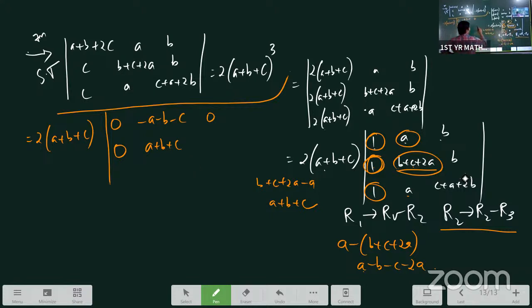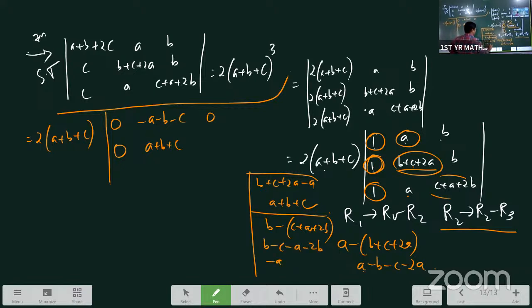Next, b minus of this. Don't do calculation inside the determinant. Is it clear? In rough, you take it. That is nothing but b minus of c plus a plus 2b. Is it clear? Yeah, erase everything, no need to worry. That is b minus c minus a minus 2b, that is minus a minus b minus c.